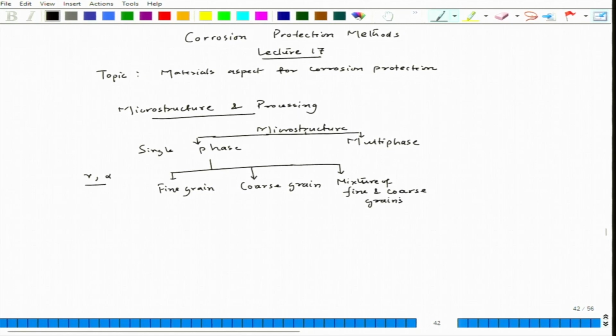Okay. So, those three variations are possible. Now, interestingly, there is one more variation that can be possible. If it is crystalline, this particular segment will come when this is crystalline. But a single phase regime can have one more segment which is called amorphous.